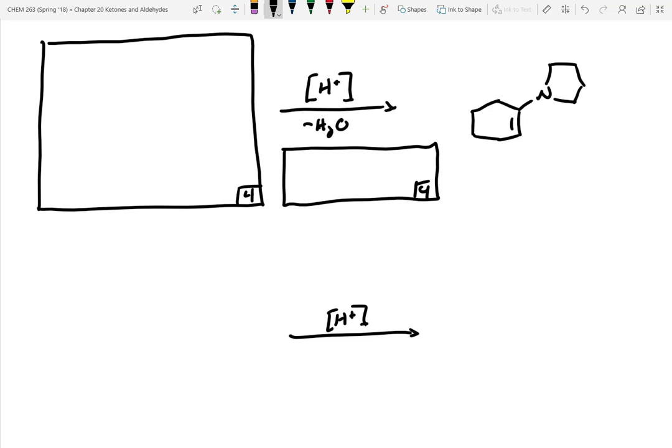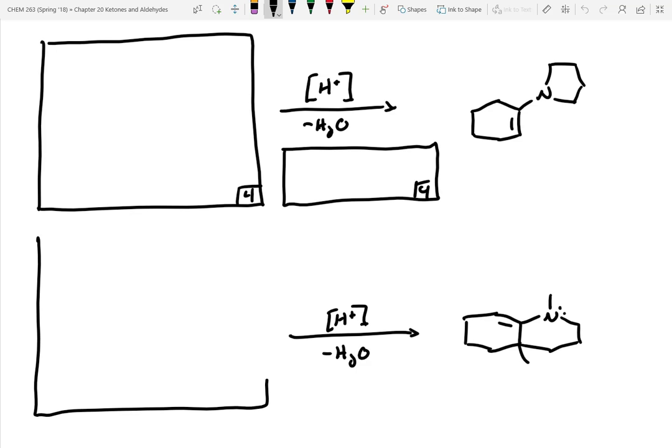This one also is in a buffered system. We'll remove water from the reaction mixture. Nitrogen. This one looks a lot more complicated. So see if you can figure out both of these with your neighbor and fill in the missing box pieces.